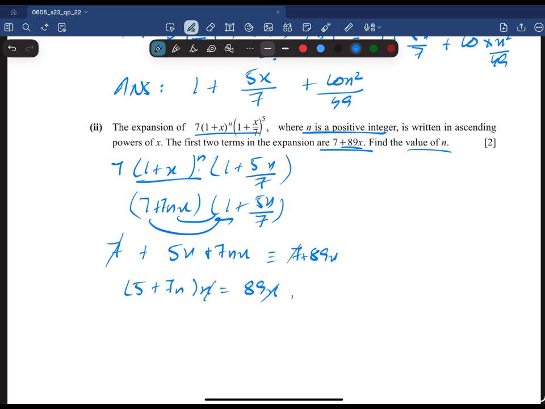x is cancelled. 89 minus 5 is equal to 7n, and n would be equal to (89 - 5)/7, which is equal to 12. So yeah, there you go. That's the answer.